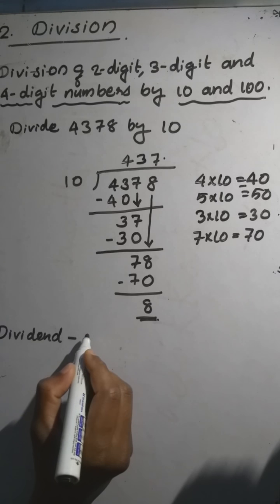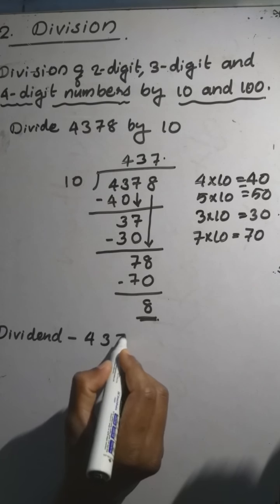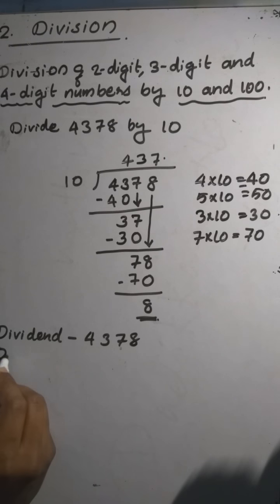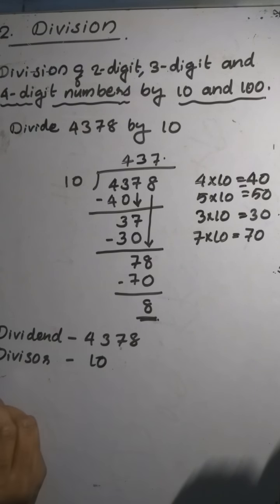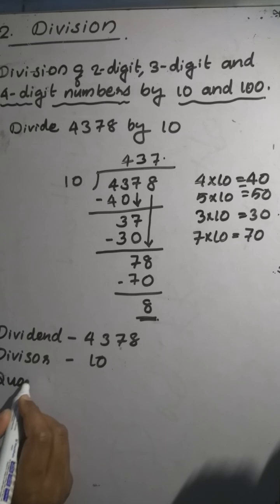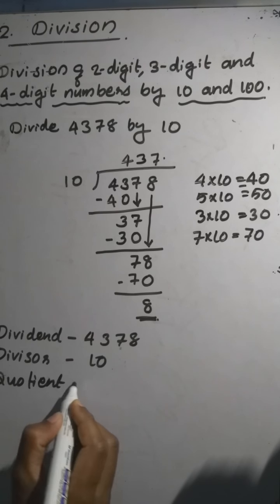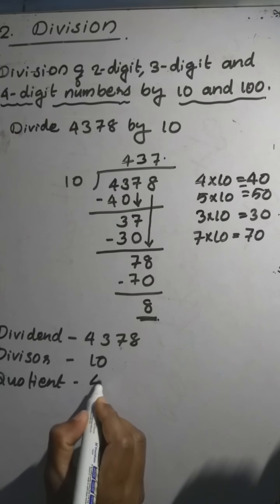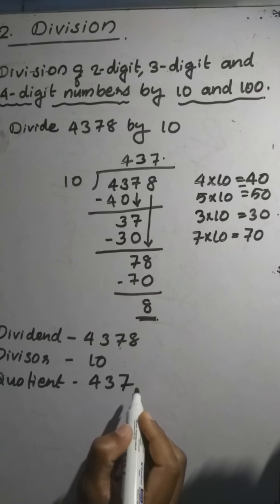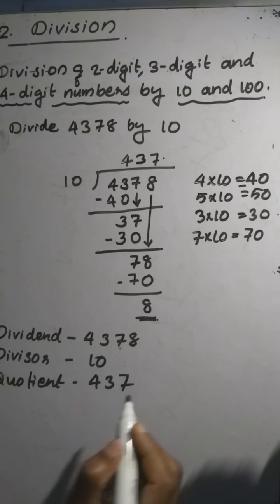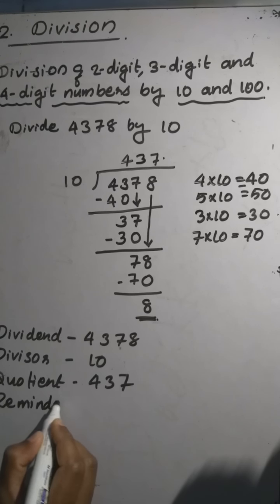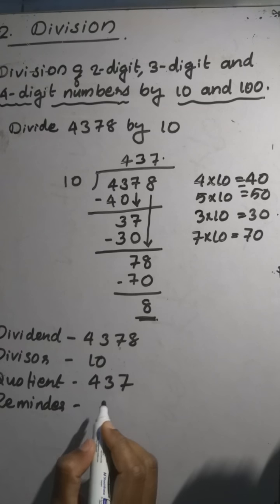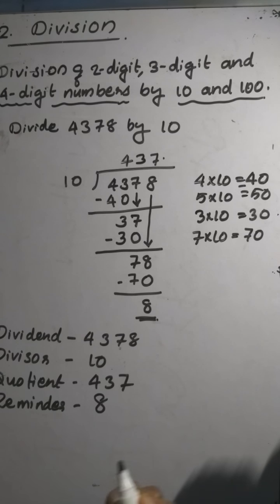Dividend 4378, divisor 10, quotient 437, remainder 8.